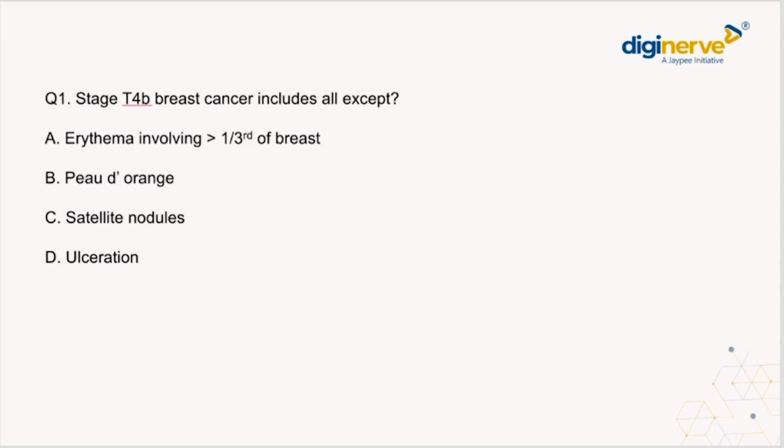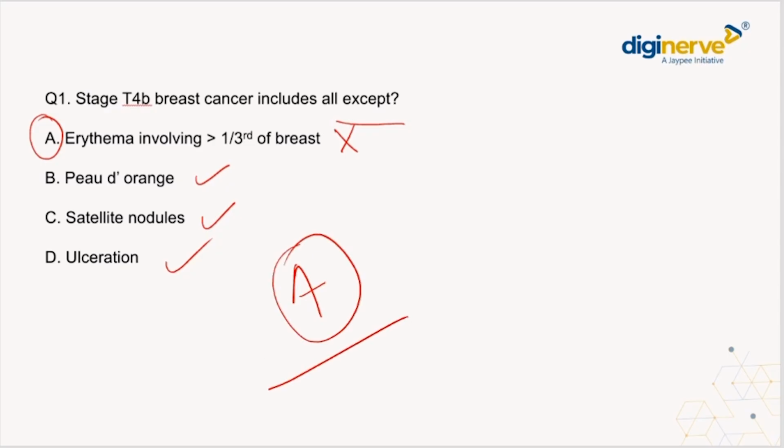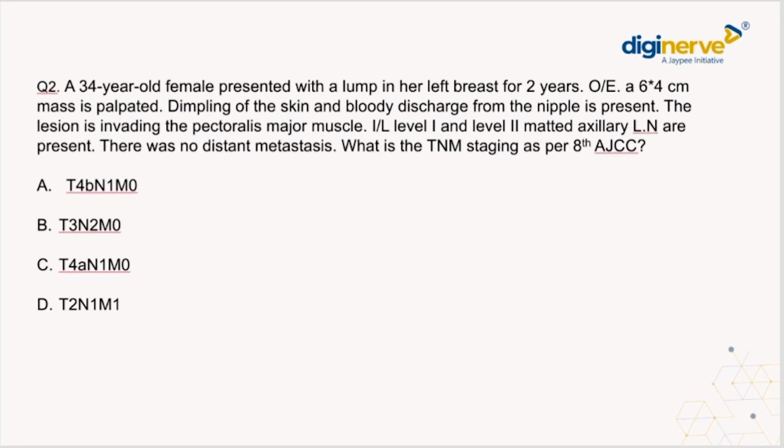Stage 4B breast cancer includes all except: erythema involving more than 1/3 of the breast. Is it true? That qualifies as T4D inflammatory breast cancer. This is not true. Peau d'orange yes, satellite nodules yes, ulceration, all other skin involvements. तो आपका answer हो गया option number A, right? Okay, simple question. Next question.